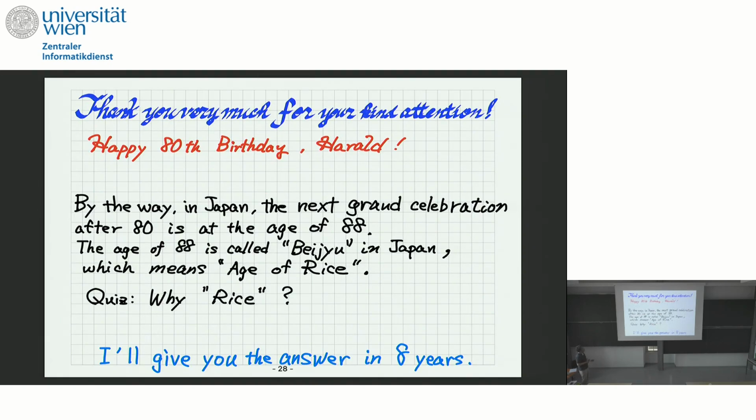So thank you very much for your kind attention and happy birthday. By the way, in Japan, the next grand celebration after 80 is at the age of 88. The age of 88 is called Beiju in Japan, which means the age of rice. So 88 is rice age. I'll give you the answer in 8 years. So let's make the next conference in 8 years.